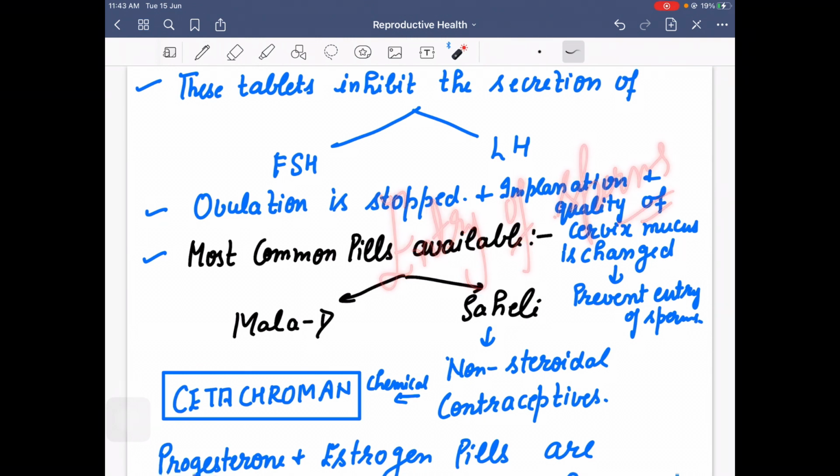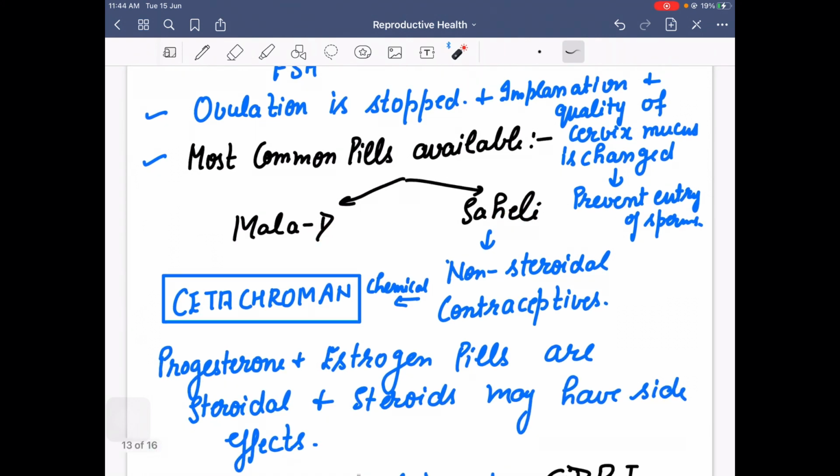The most common pills available in the market are Mala-D and Saheli. The difference between them is that Saheli is a non-steroidal contraceptive.